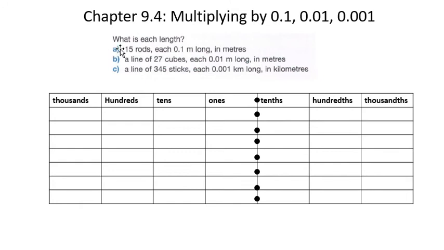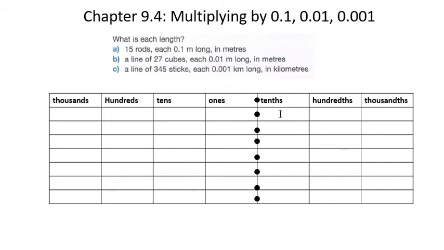A is asking what is 15 rods if each is 0.1 meters long, and what is our answer in meters? So if we have 15 of these rods and they're each 0.1 meters long, we could do 0.1 plus 0.1 plus 0.1, etc. 15 times. But we're not going to be doing that. We're going to take 15 groups of 0.1. In other words, 15 times 0.1.